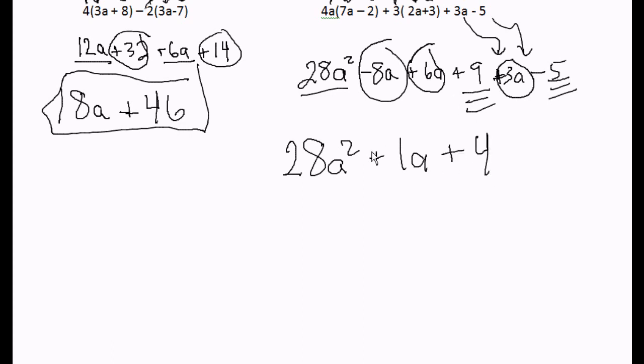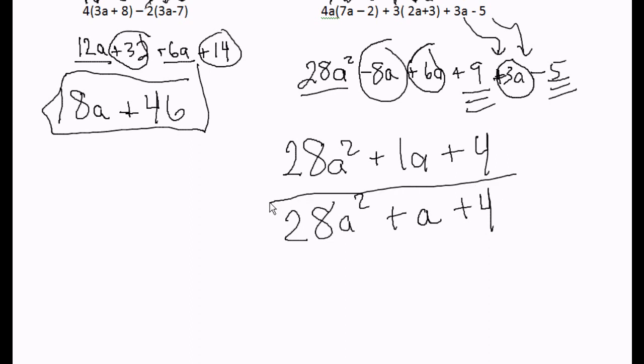This is my answer. I'm going to clean it up a little. This can also be written as 28a squared plus 1a. Another way of saying 1a is just by writing a, plus 4. So here's my answer. a's cannot be added with a squares. Don't forget, they're not the same. And 1a is the same thing as saying a.